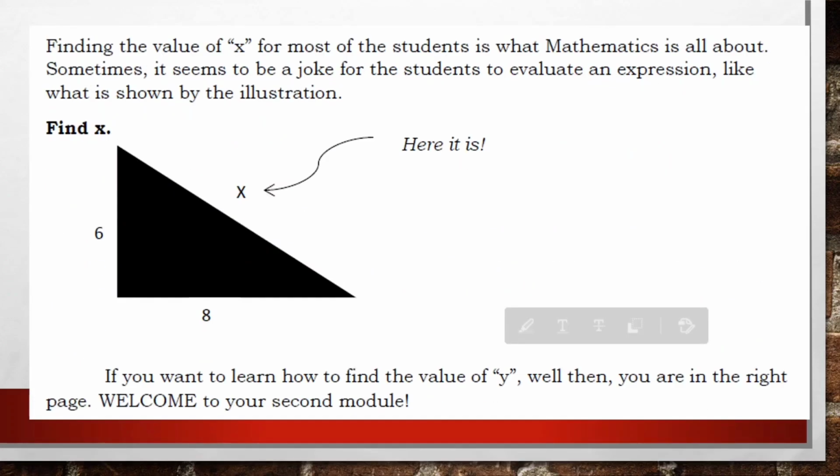Finding the value of x, for most students, is what mathematics is all about. Sometimes, it seems to be a joke for students to evaluate an expression, like what is shown in the illustration. If you want to learn how to find the value of y, well then, you are in the right place.